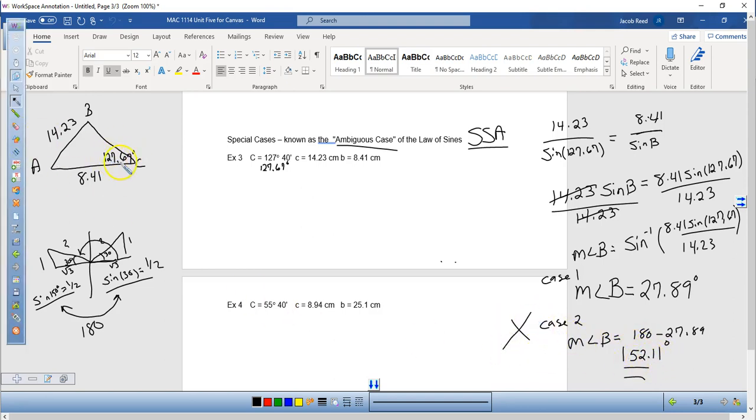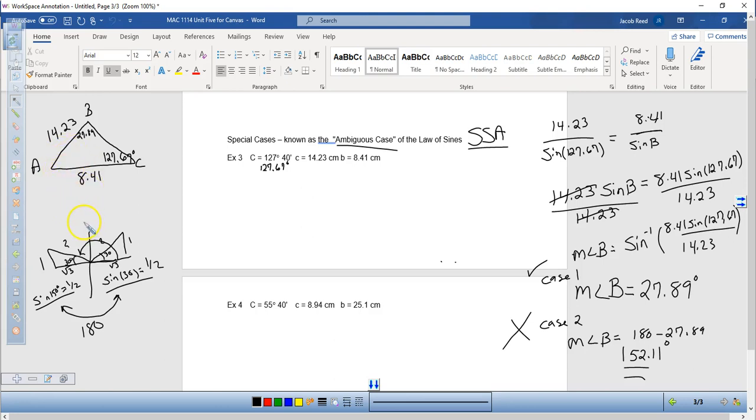152.11 and 127.67, if those were added together, would be more than 180 degrees, which means this triangle does not exist. So case 1 is the only one we can use. So that means that angle B, and I know this is a lot to take in, which is why we're going to have several problems. Once you start seeing the pattern of the ambiguous case, you'll start understanding more and more. Angle B is 27.89 degrees.